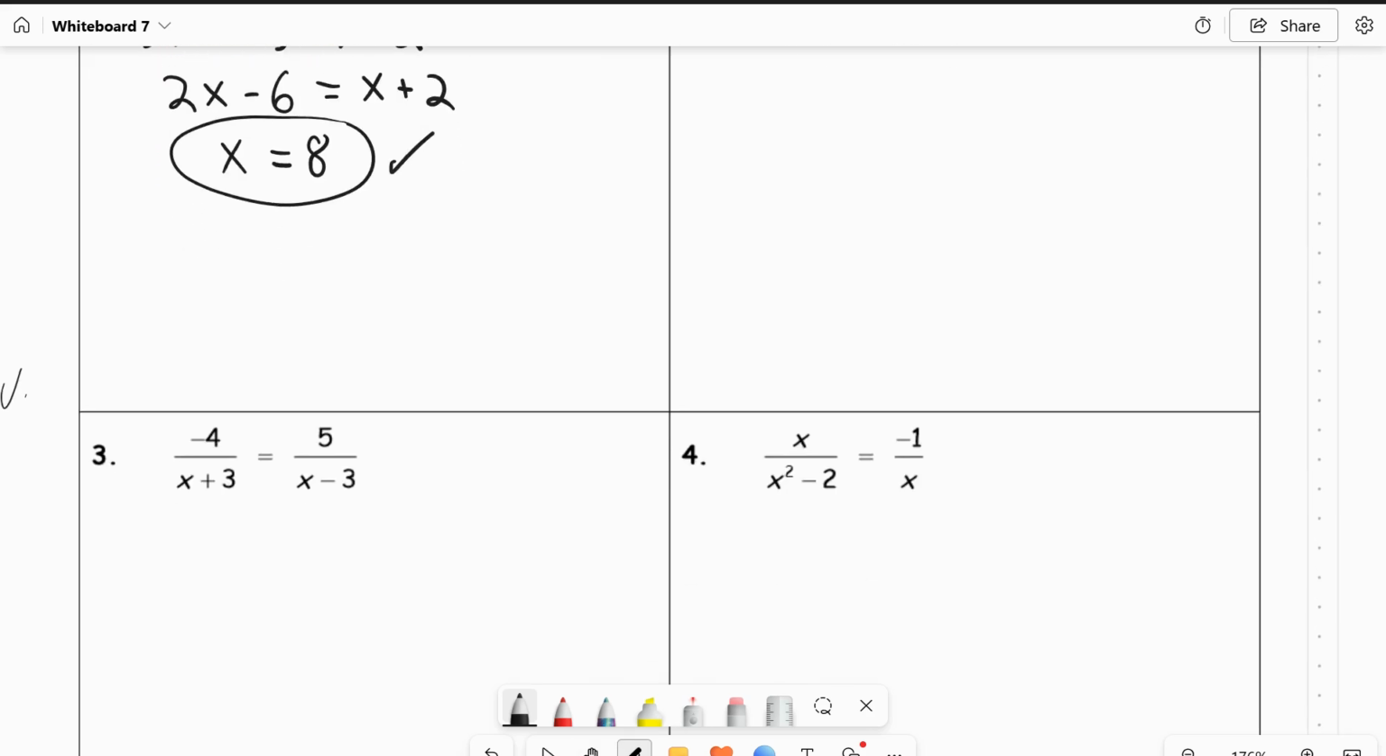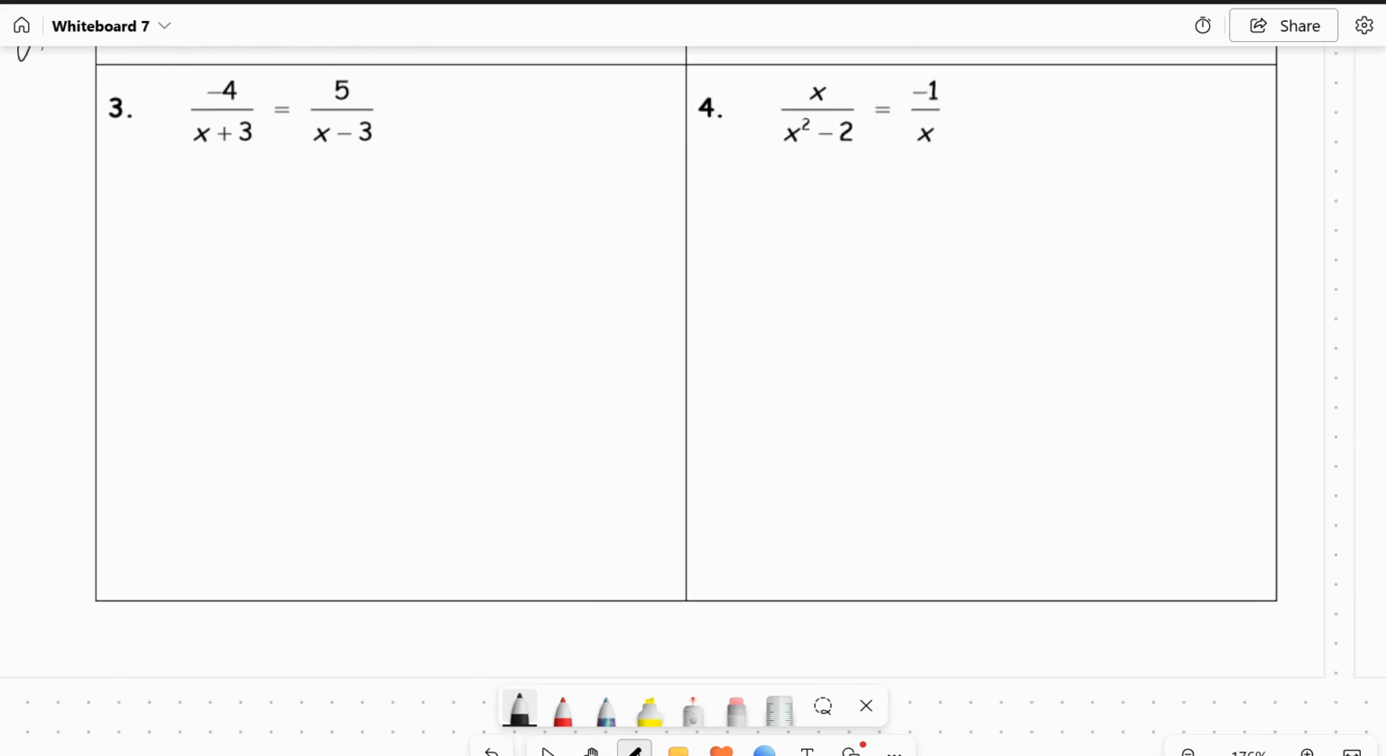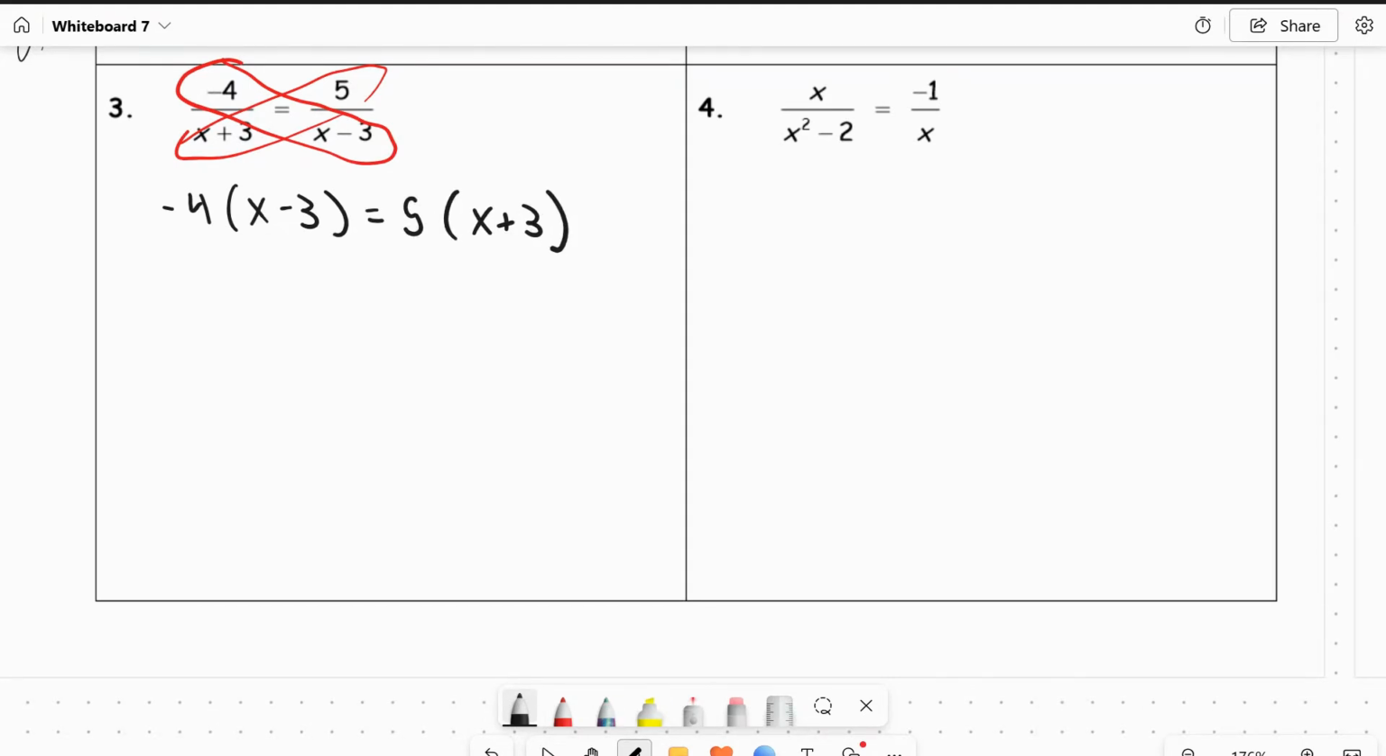All right, moving down. For number 3, same exact process here. Go ahead and start by taking some cross multiplication. From here, I have negative 4 times x minus 3 equals 5 times x plus 3.